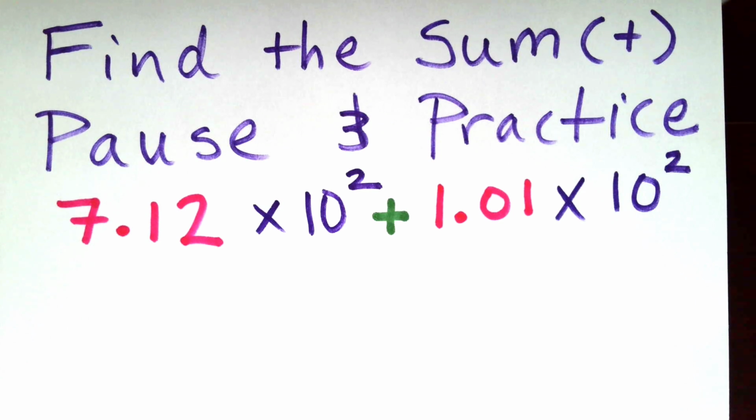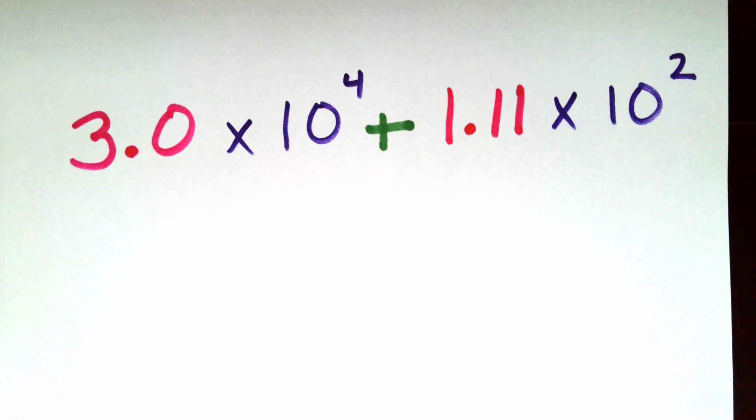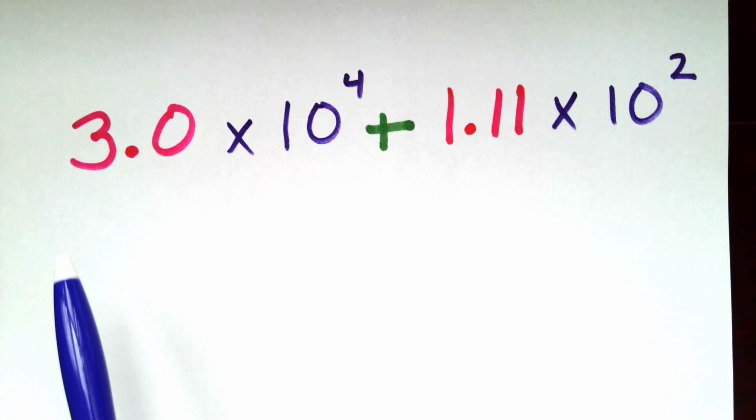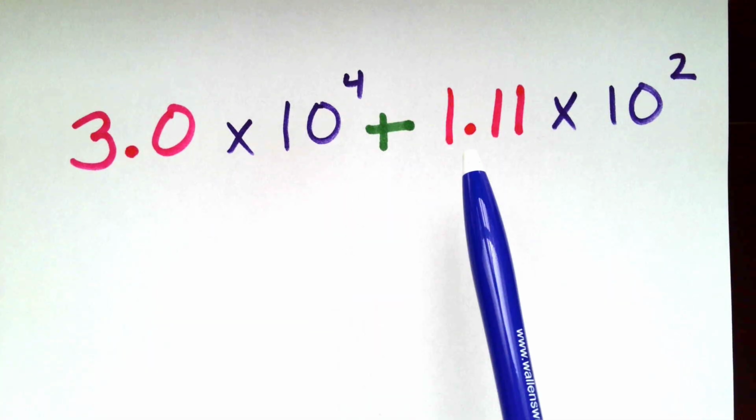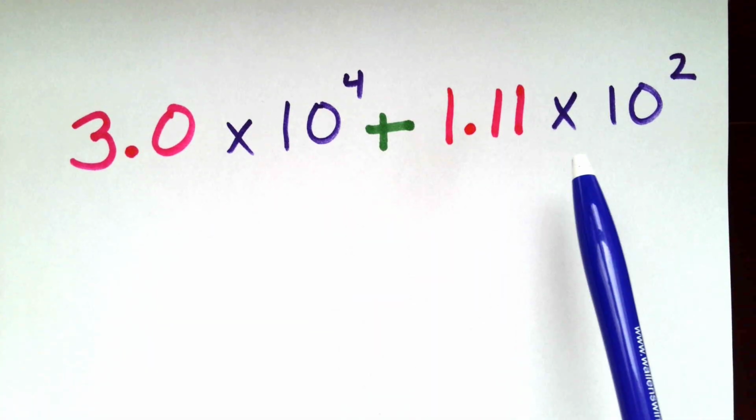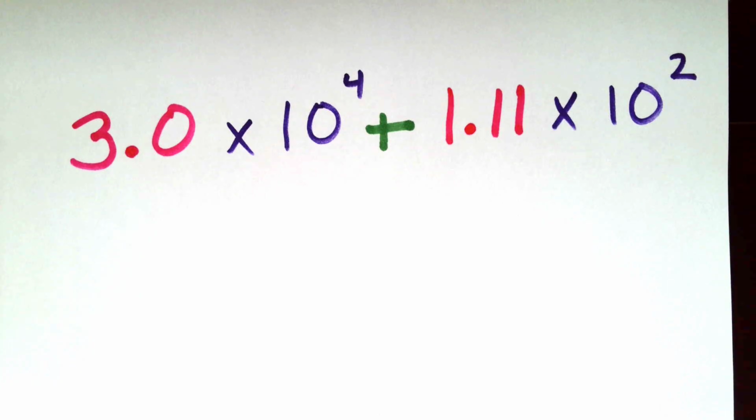I have one more, problem 4. You can pause and practice. We have coefficient 3.0 times 10 to the fourth power plus coefficient 1.11 times 10 to the second power. I'll be right back to go over each of these problems and how to find the correct solution.